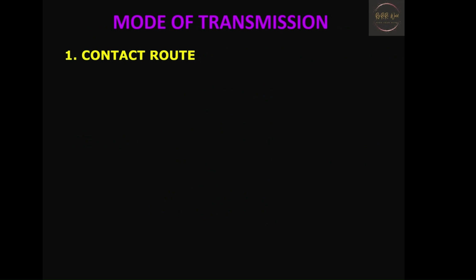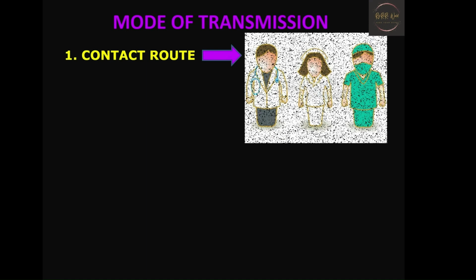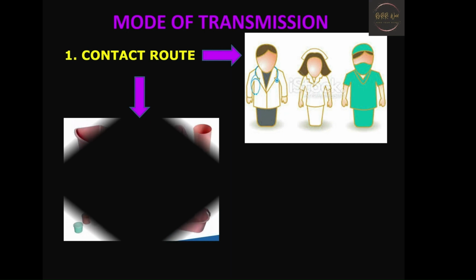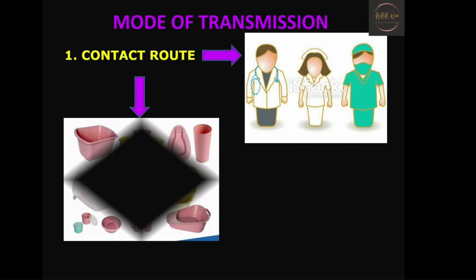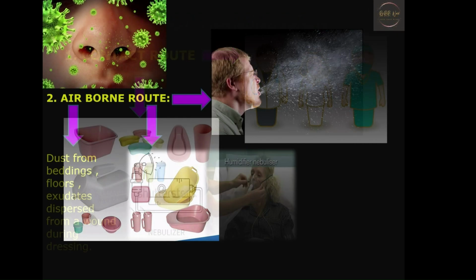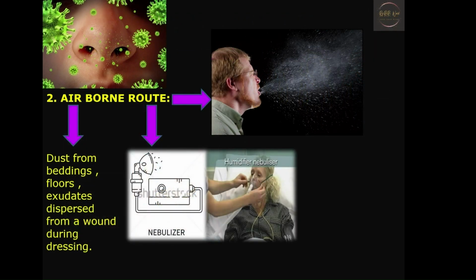Now, coming to the mode of transmission, the first can be the contact route, which can be either direct or indirect contact. The infection can transmit from another host or from an environmental reservoir by direct contact. And indirect transmission is a common mechanism of transfer of an agent of nosocomial infection. The contact route can be through equipment, instruments, or healthcare staff. So this is regarding the contact route.